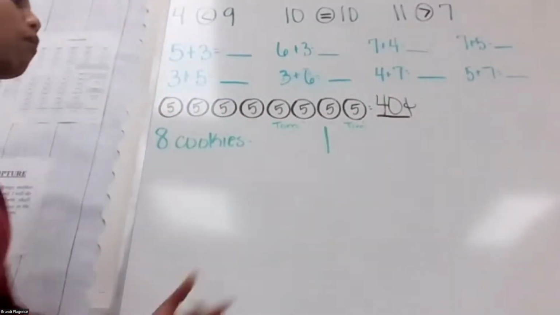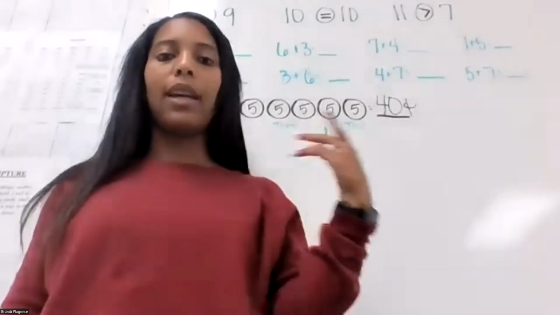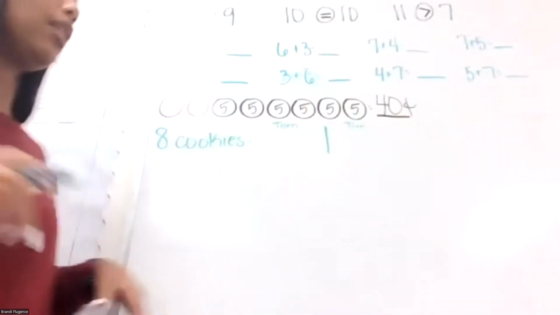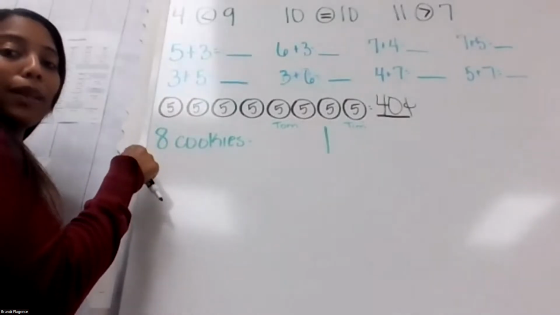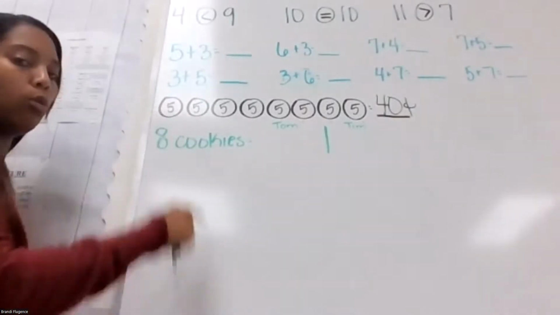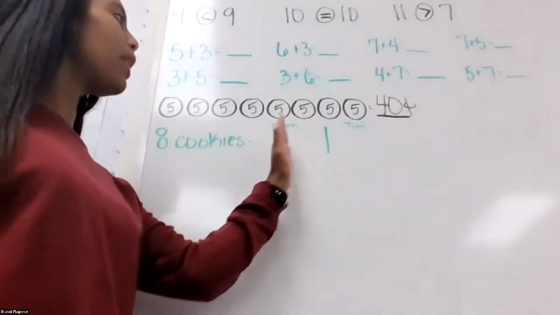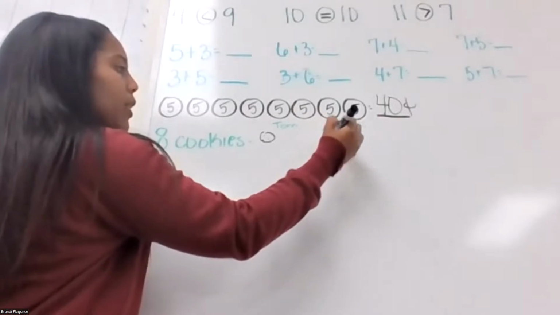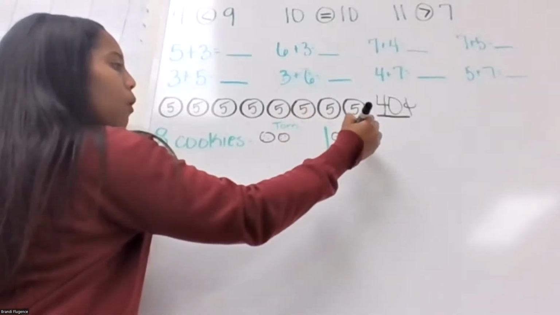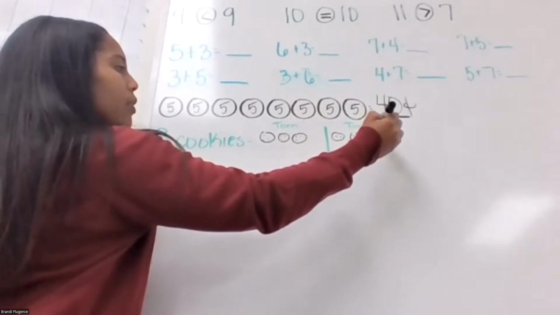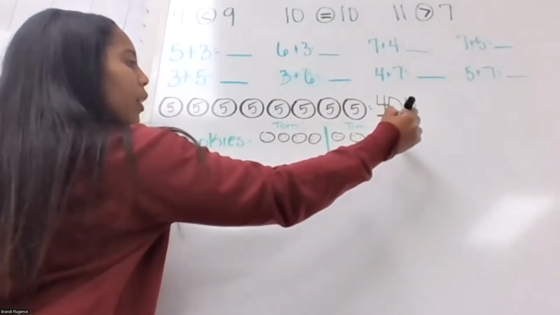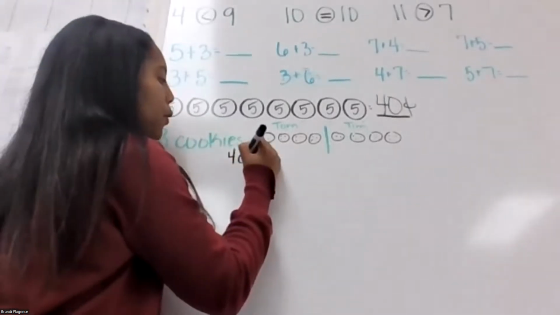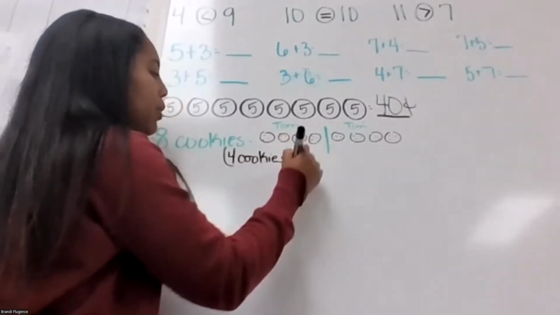So I have 8 cookies and I want to split my cookies equally between Tom and Tim. So when I split it equally, they both will have a certain amount. Now, if you know your doubles facts, you would know what answer it is when you split 8 in half. You split 8 by 2. So let's go ahead and do that. I'll give 1 to Tom, 1 to Tim. That's 2, 3, 4, 5, 6, 7, 8. 8 cookies. How many did they each get?